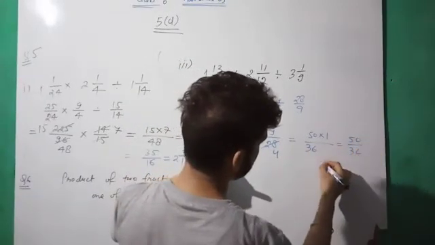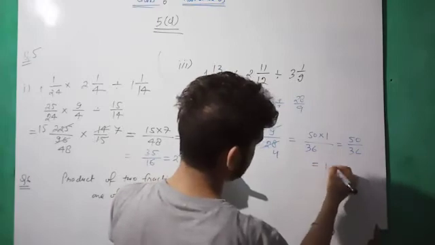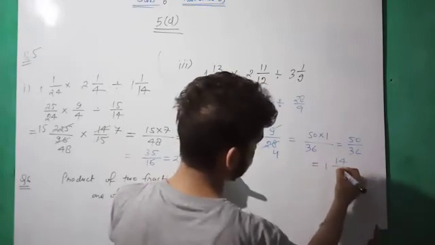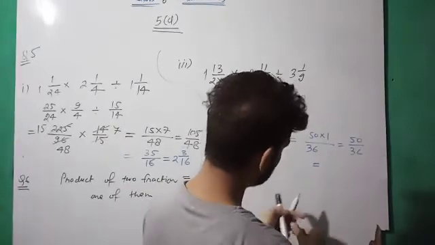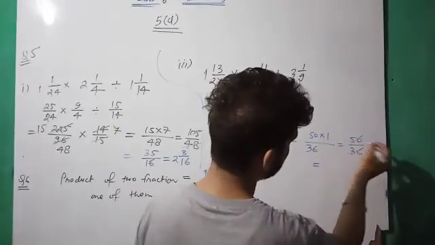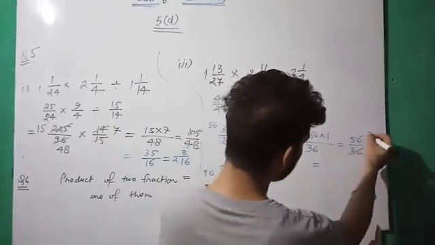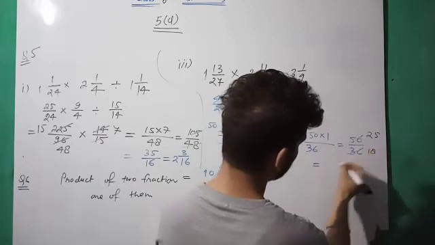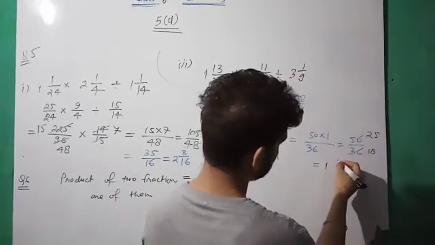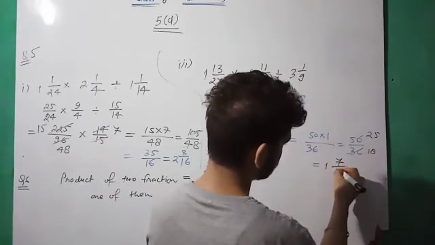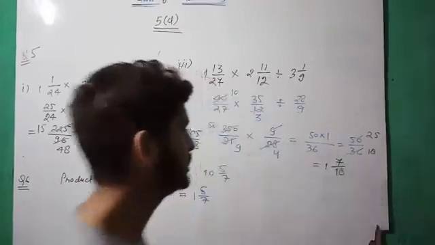If you want to simplify in the mixed fraction form, it will become 1 whole 14 upon 36, or we can say this will further be solved by 2. Okay, 25 upon 18, so 25 upon 18 we will write like this. Okay, 1 whole 7 upon 18 is the answer.